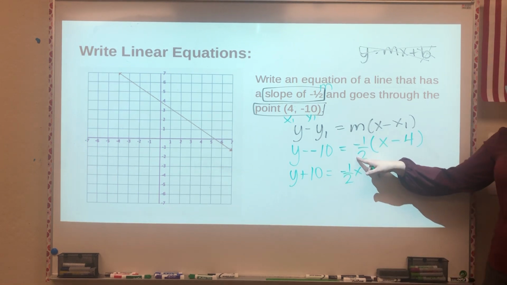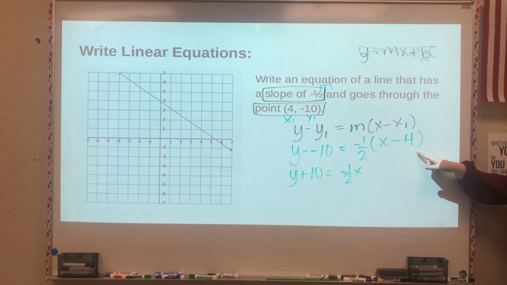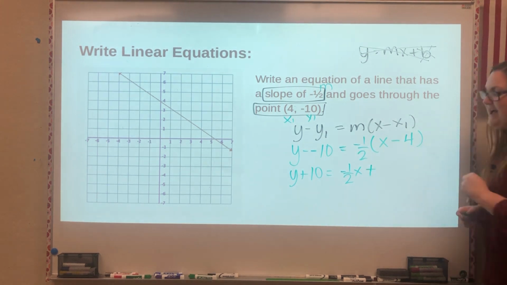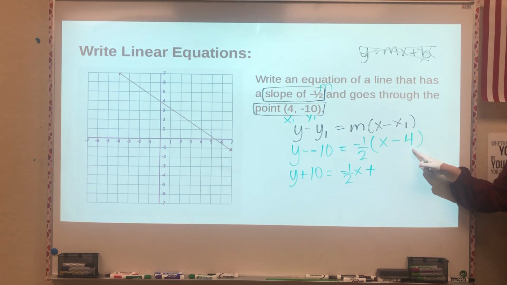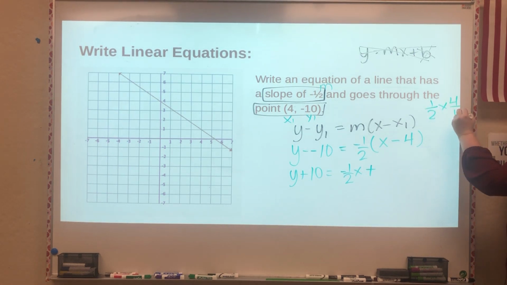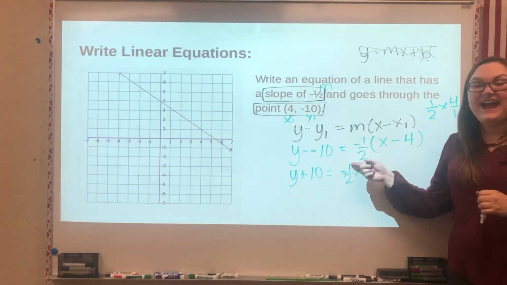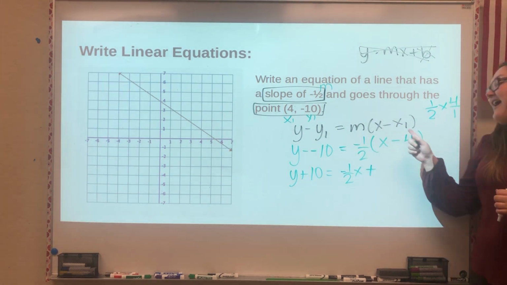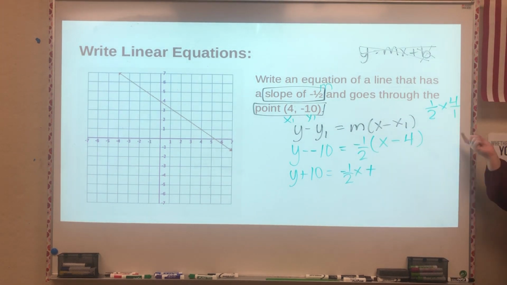And then negative 1/2 times negative 4. Well, negative times negative, I'll start with that. That's going to give me a positive. 1/2 times 4. You could always multiply 1/2 times 4 over 1 like that. But multiplying by 1/2 is pretty easy because it's just taking half of that number. So half of 4 is 2.